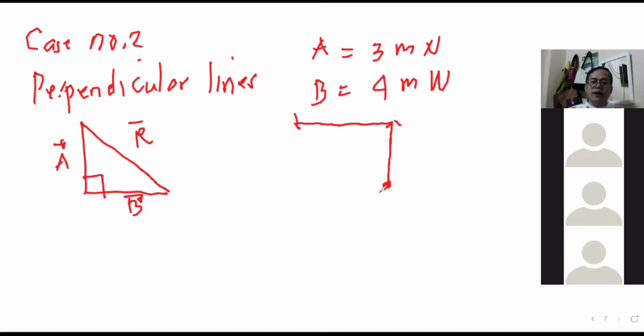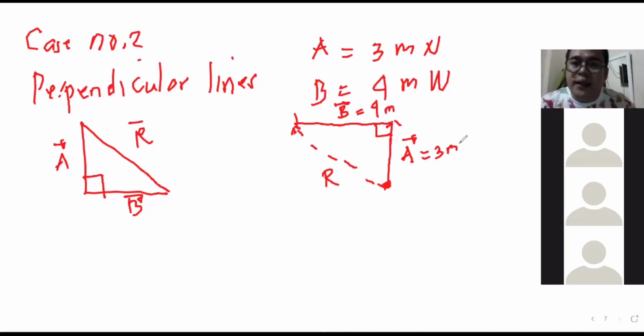And then the resultant vector is you connect the starting point, the tail of the first vector, to the head of the second vector. So this is the resultant vector. This is the 90-degree angle. This is vector A and this is vector B. So this is 4 and this is 3, meters. Okay, what we formed is a right triangle.